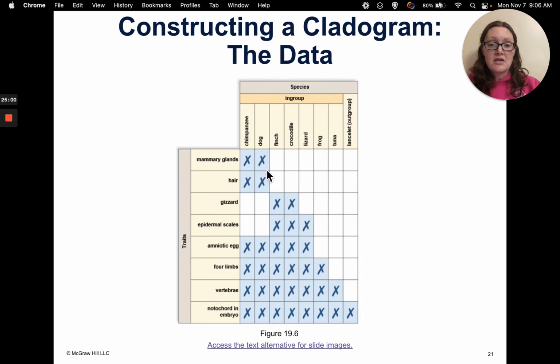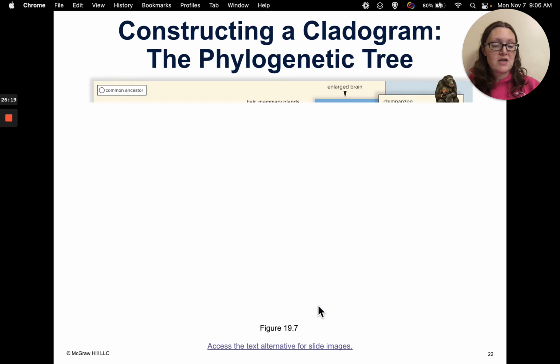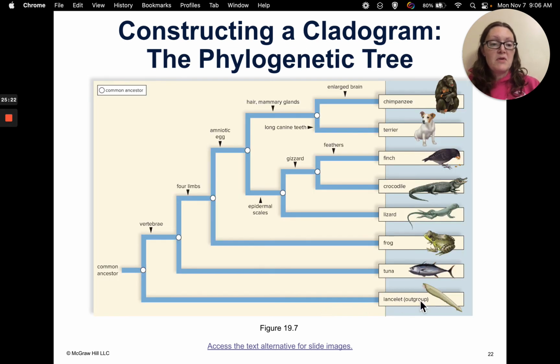And a dog and a chimpanzee are both mammals, so it's not too surprising that they have the most in common too. A lizard and a crocodile have a lot in common, and that's not terribly surprising because they're both reptiles. So making a chart like this is really helpful because you can see who shares the most traits. Then we can put all that into a tree, and you can see that here's a common ancestor and so on, and this is where we think each one of these traits developed.